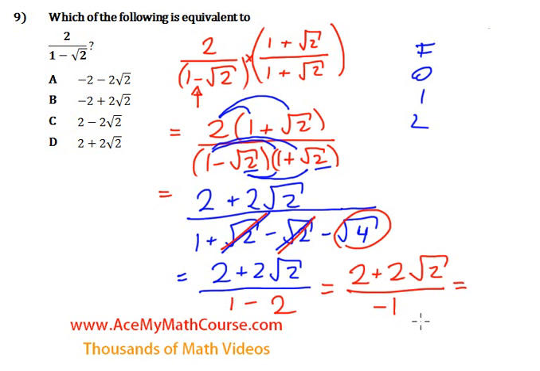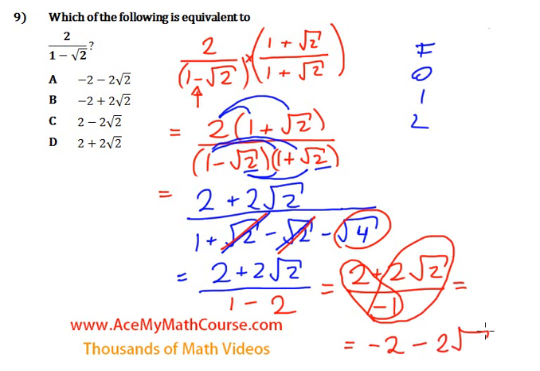Now, since we're just dividing 2 plus 2 root 2 by negative 1, I can actually just go like this. 2 divided by negative 1 is negative 2. And 2 root 2 divided by negative 1 is negative 2 root 2. So the answer would be A. Negative 2 minus 2 root 2. That's it.